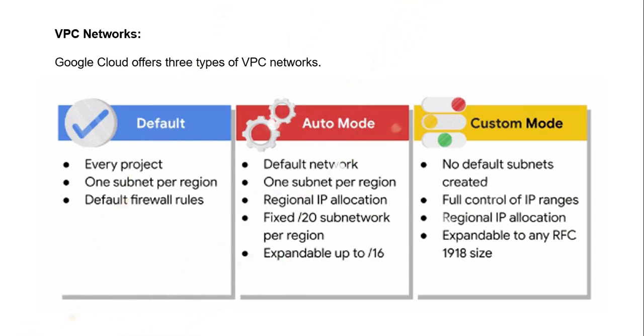Next one is custom mode VPC. The custom mode VPC does not create subnets automatically. The user can decide which subnet needs to be created in the region, as well as choose the IP range.